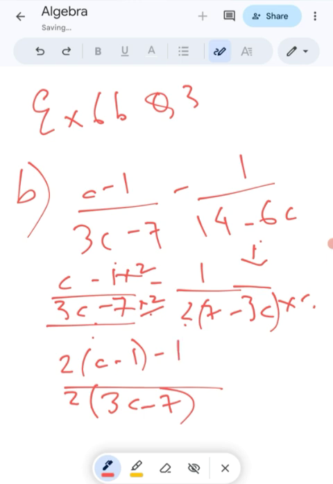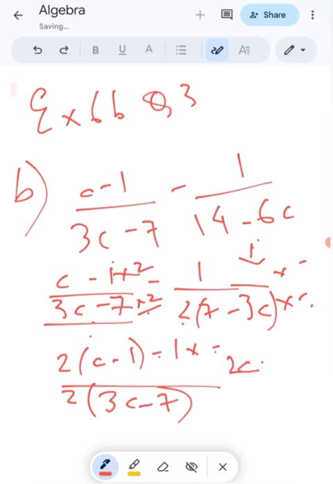Minus is here and 1 is here. I need to multiply this side with a minus as well, because the denominator is being multiplied with a minus. So this becomes 2c minus 2, then minus into minus makes a plus 1 upon 2 into 3c minus 7. Please make sure to multiply this 2 with c as well as minus 1. That's how I get 2c minus 2.